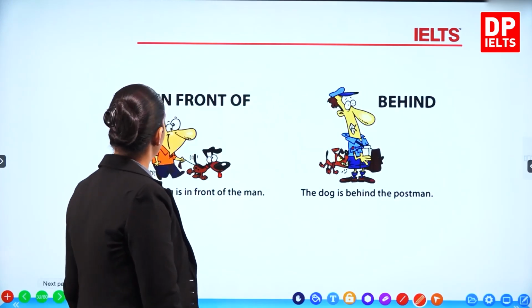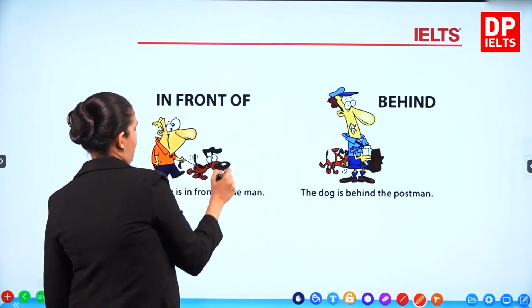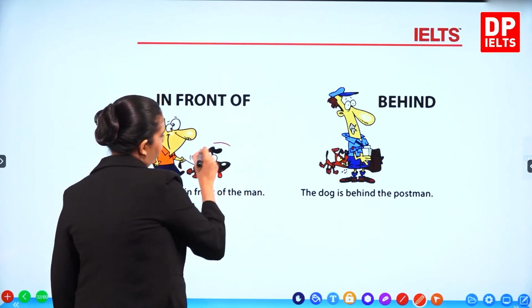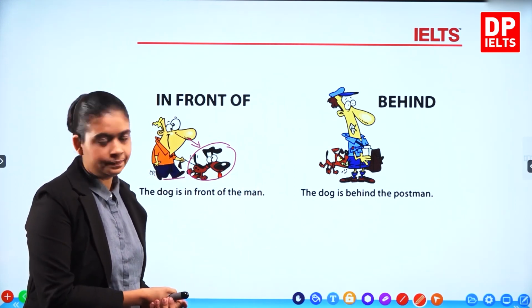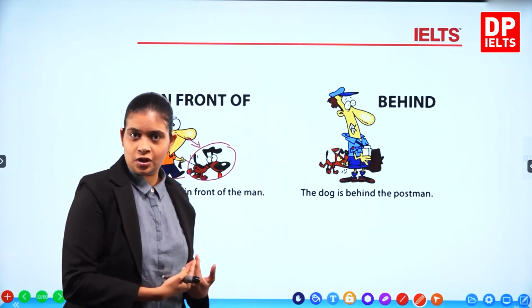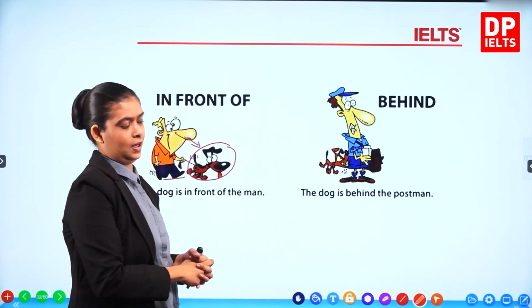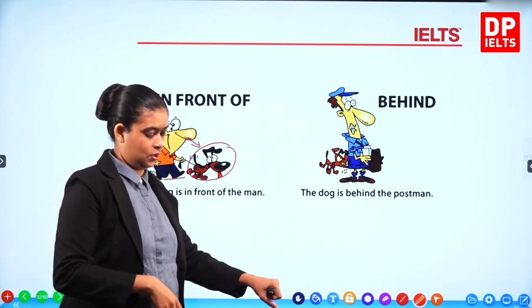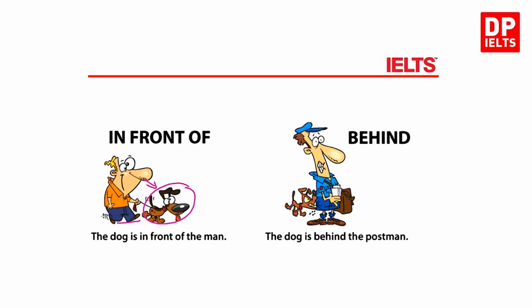Right. So, in front of, right, is Rahim. The dog is in front of the man. So, this is about the place. This is about the position. Where is the dog? In front of me. Okay, so if I take a dog, okay, where is the dog? In front of me. The dog is in front of the man.